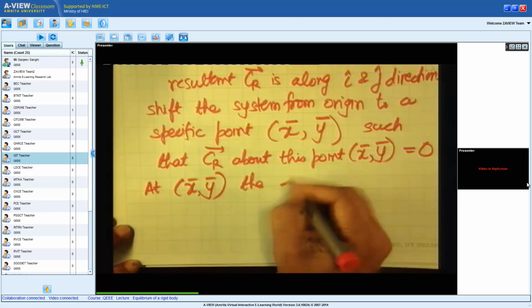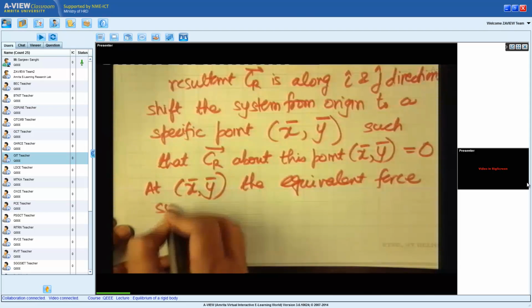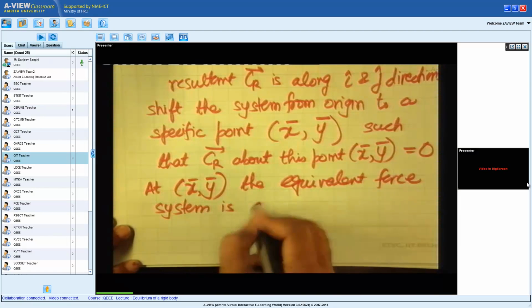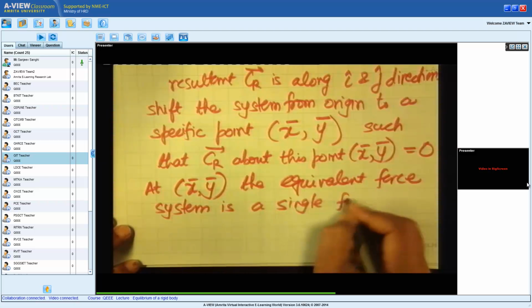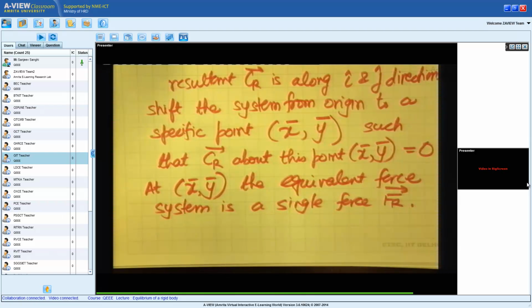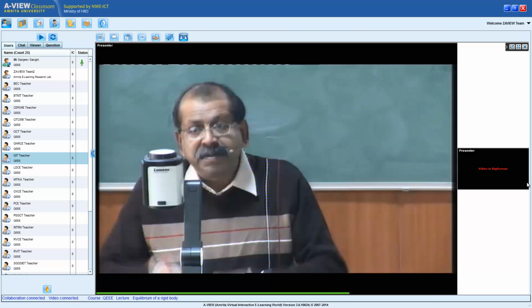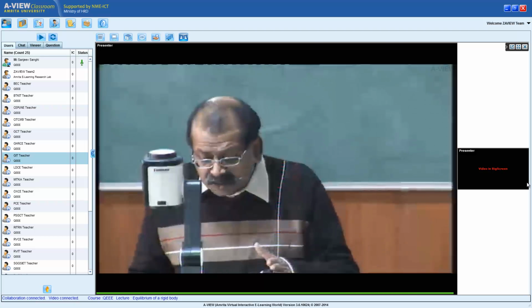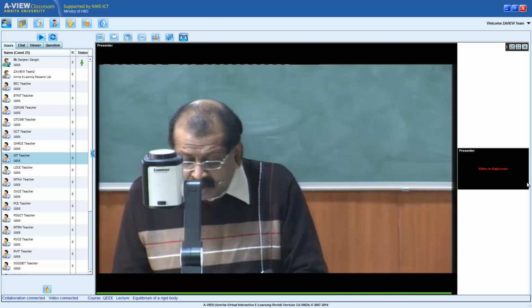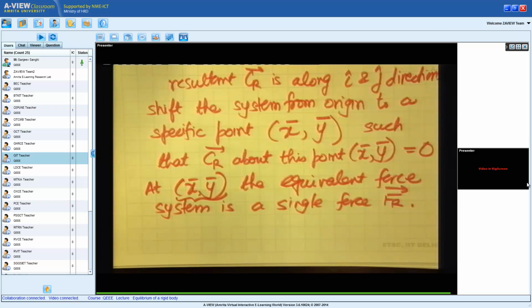the equivalent force system is a single force Fr, and there is no couple which comes associated with this force. So that is how we can express a system of parallel forces, and it may include couples also which come because of parallel forces, to a single force Fr. But now the catch is that this has to be at this specific point x bar comma y bar.